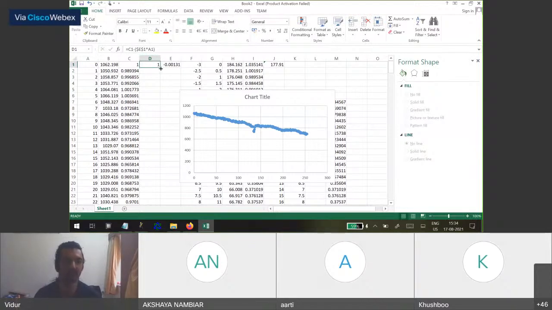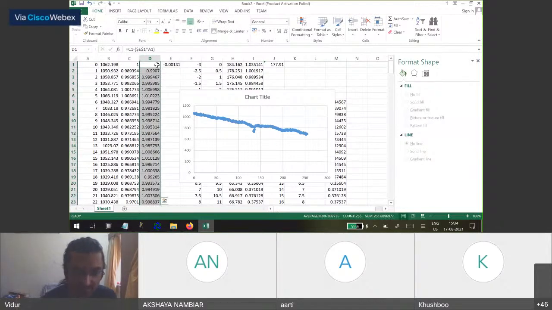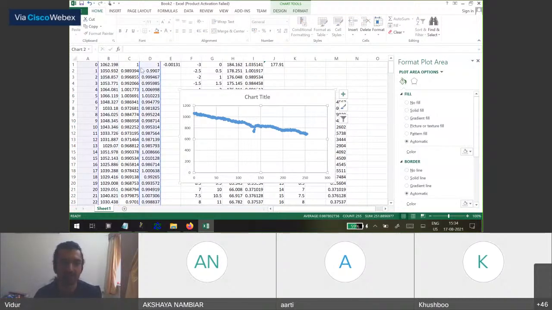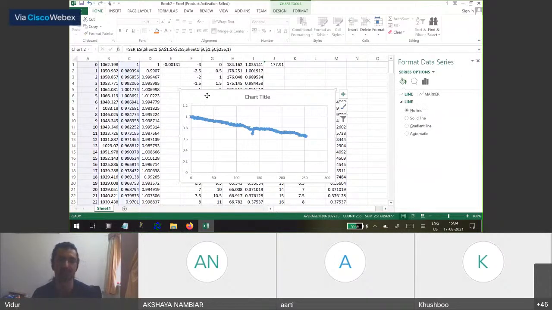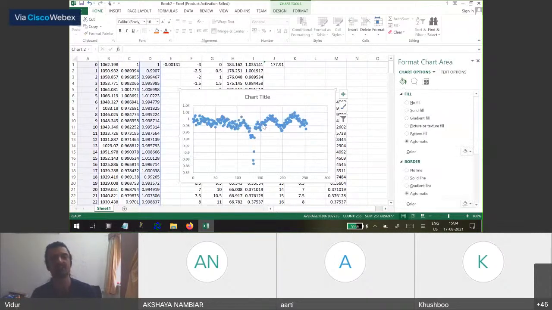So if you do the same equation over the entire column and now plot the data, this is your original normalized intensity without correcting for photo bleaching. Once you correct for photo bleaching, now you can see all of your intensities are around 1, so there is no loss from photo bleaching over time now. Why you see these up and down steps is because of noise in the system.